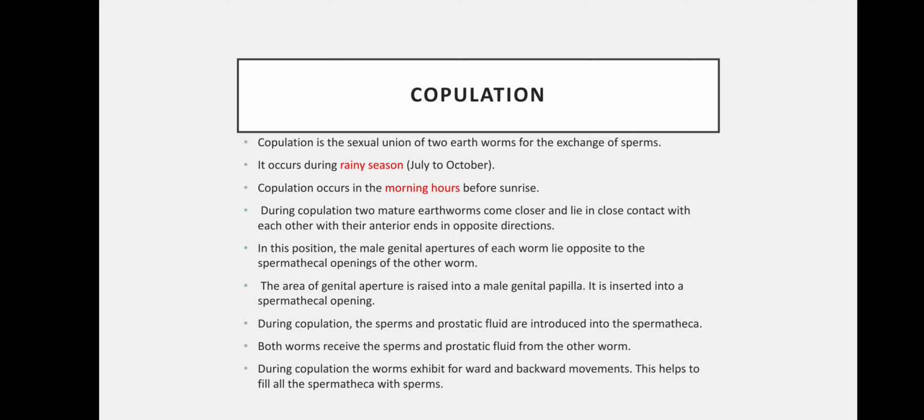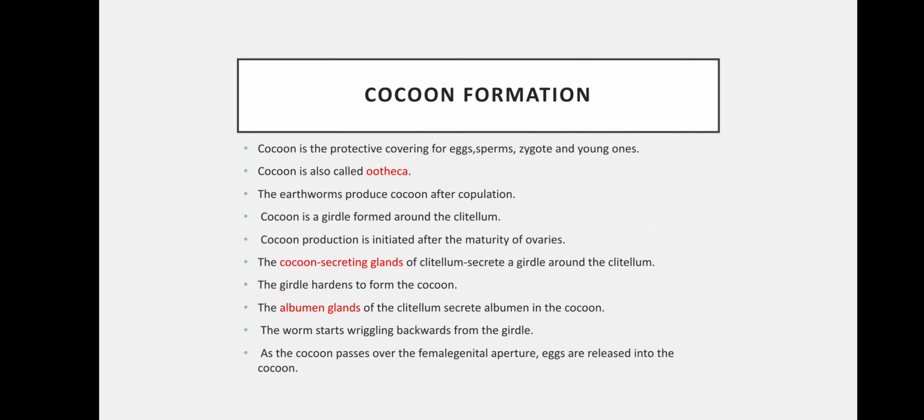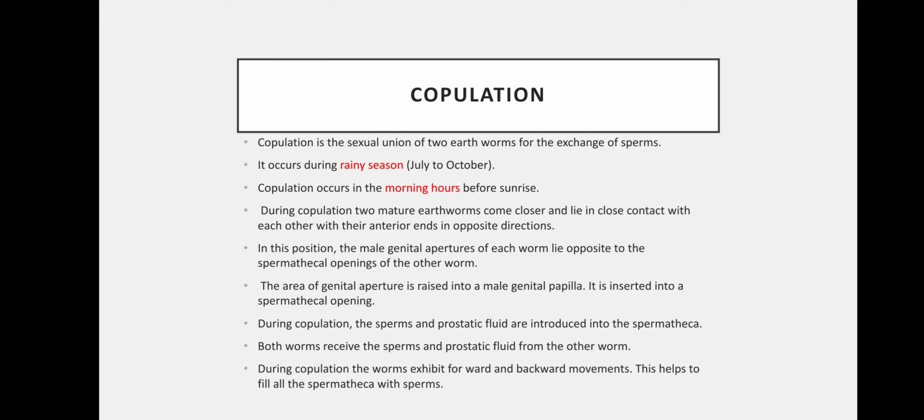During copulation, the sperms and prostatic fluid are introduced into the spermatheca of one worm from the other. So both worms exchange prostatic fluid and sperms. During copulation, they exhibit forward and backward movements, and this movement helps to fill the spermatheca fully with sperms. That's how copulation occurs.